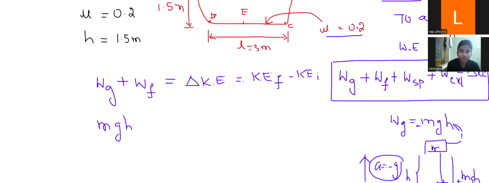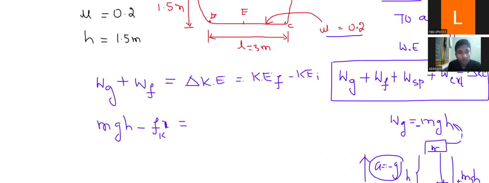Then frictional force. Frictional force is always in the opposite direction. The work is experienced in the backward direction, not in the direction of the force. So that's why you can take frictional force as minus. So here it is minus Fk, the kinetic friction force, into displacement x.